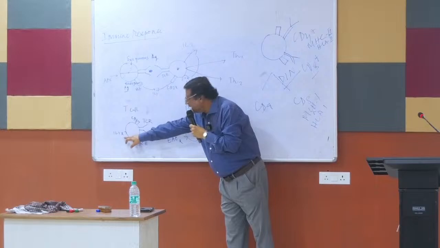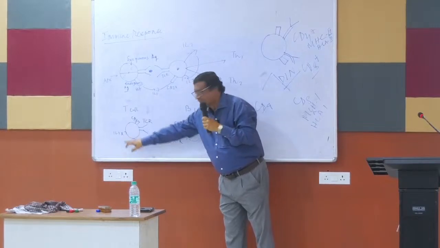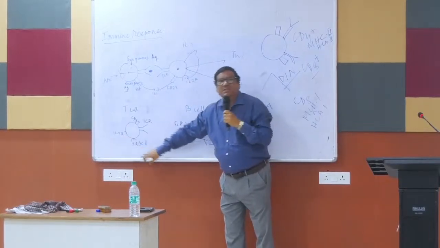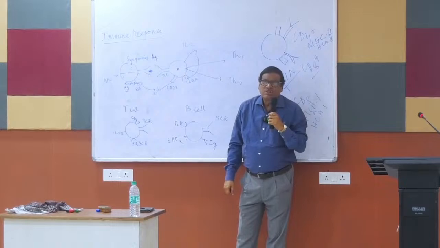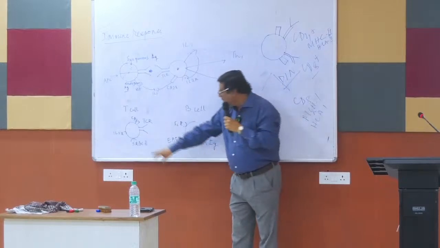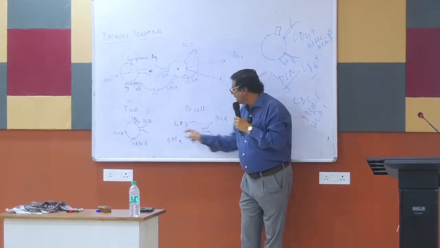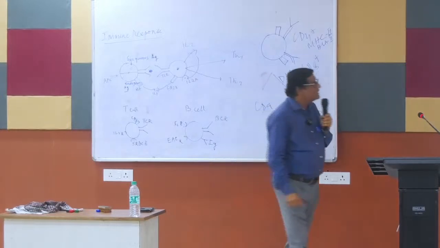And interleukin 2 receptors are there, and one more is SRBC, that is sheep RBC recognition receptor, outside the T cell. These are the two different pictures. That is the difference between the T cell and B cell.